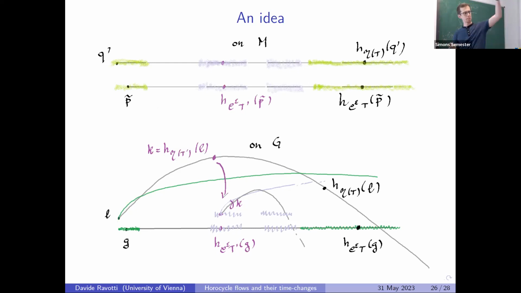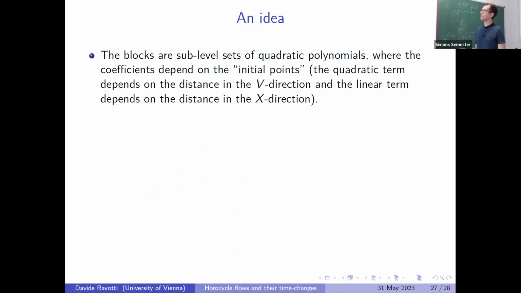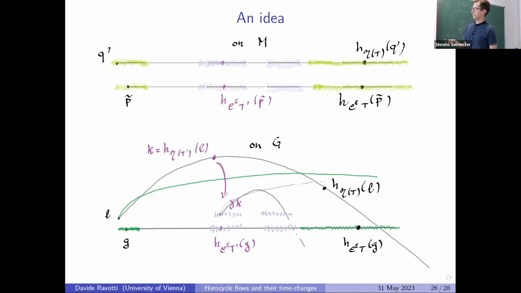Okay, so what do I get in the end? I get a collection of blocks, that's what Ratner called them, so a collection of time intervals that are contained in sub-level sets of a quadratic polynomial. So this green bit over here, the part where these two points are close together again, is definitely contained in the sub-level set of the quadratic polynomial defining the distance between these points.